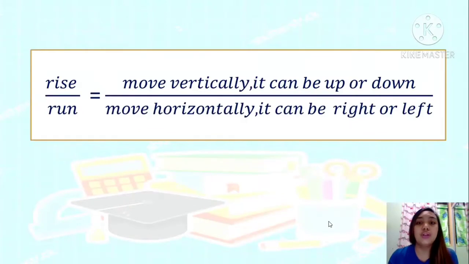Before we proceed to the examples, let us try to determine muna, ano ba yung rise? Ano yung run? Rise over run. Pag sinabing rise, it is move vertically. Kapag vertically, pataas, pwedeng pababa. Magbibilang tayo ng pataas, pwede rin tayo magbilang ng pababang direction. Lagi nating inuunang ginagawa yon vertically. Next, run. Move horizontally. Pag sinabing horizontally, it can be right, pwede rin papunta sa left. Sige, let's try the examples.